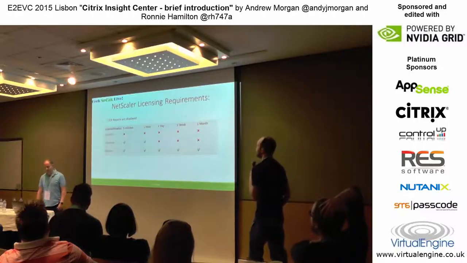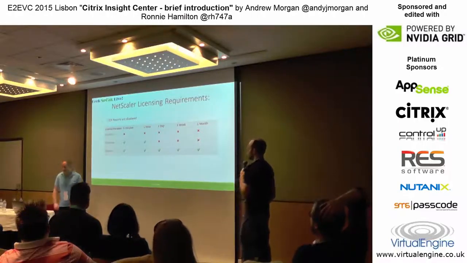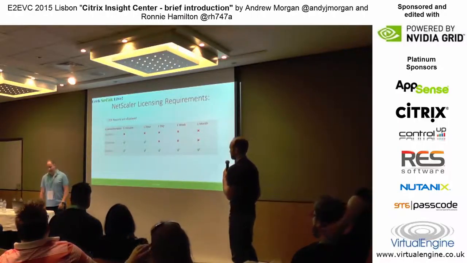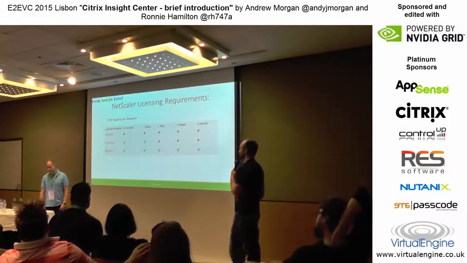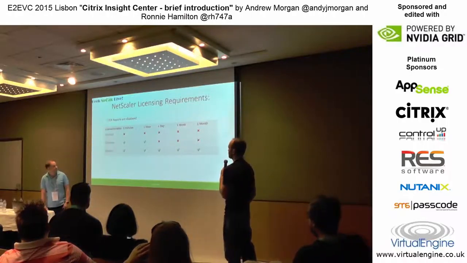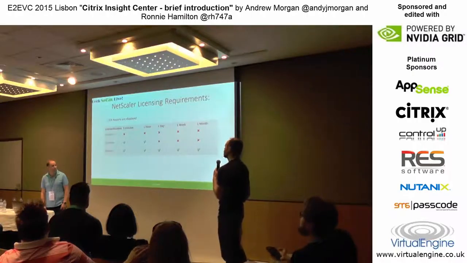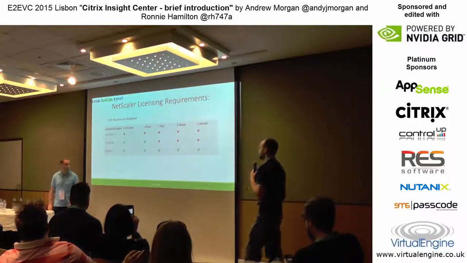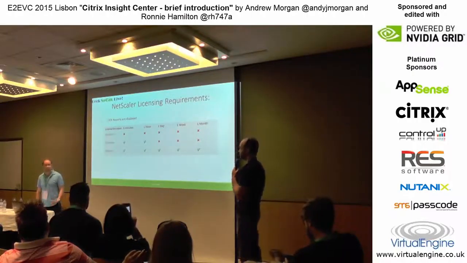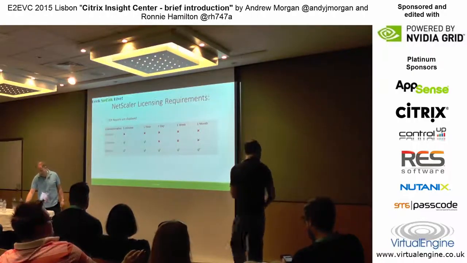You really want to be going Platinum if you can. That gives you the detailed reporting and all the SLA stuff. But for real-time troubleshooting, Enterprise is a good fit as well, because you get up to an hour of data. So if it's just a troubleshooting tool you're looking for, Enterprise NetScaler is quite valuable for that.